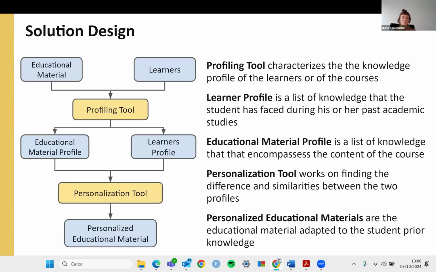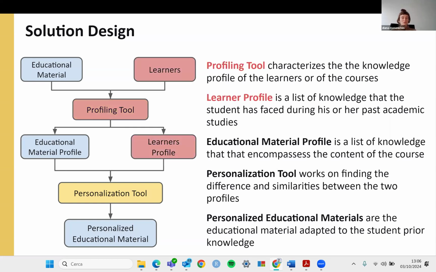Here we are looking for a method to personalize the learning experience based on the background knowledge of the learner. This is the solution design, a very simple one, where we have some educational material and some learners. Then we have a profiling tool that characterizes the knowledge of the learner and the educational material and produces some knowledge profiles. These knowledge profiles are then processed by a personalization tool that produces personalized learning materials.